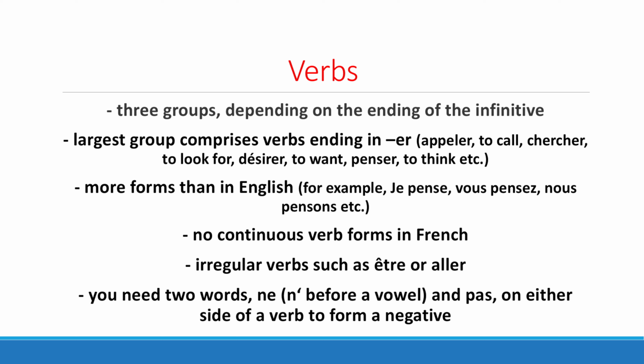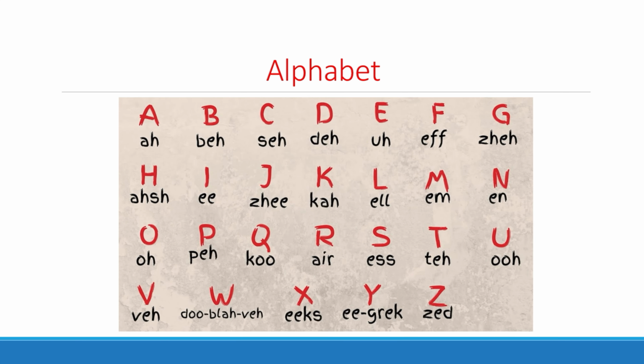So, for example, the verb je pense, I think, in order to negate it, you're simply going to put ne before pense and then pas after that. So, the negation of je pense is going to be je ne pense pas. So, I think, I don't think. So, I hope you can get that.